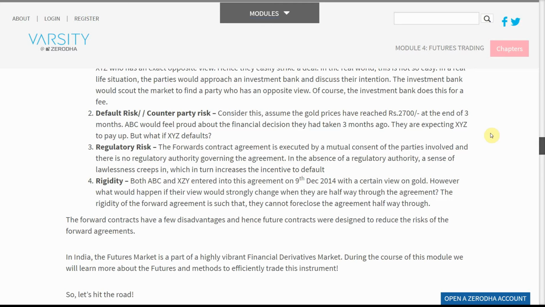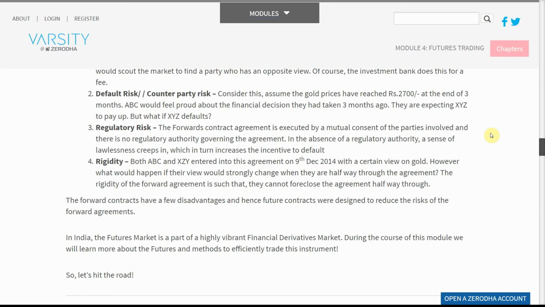Regulatory risk. The forwards contract agreement is executed by a mutual consent of the parties involved, and there is no regulatory authority governing the agreement. In the absence of a regulatory authority, a sense of lawlessness creeps in, which in turn increases the incentive to default. Rigidity. Both ABC and XYZ entered into this agreement on the 9th of December 2014 with a certain view on gold. However, what would happen if their view would strongly change when they are halfway through the agreement? The rigidity of the forward agreement is such that they cannot foreclose the agreement halfway through.